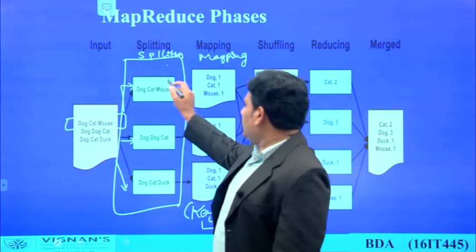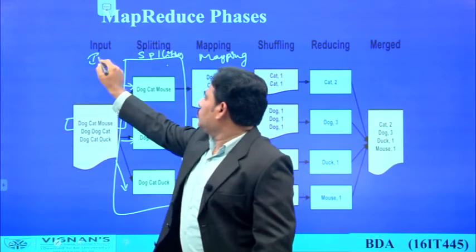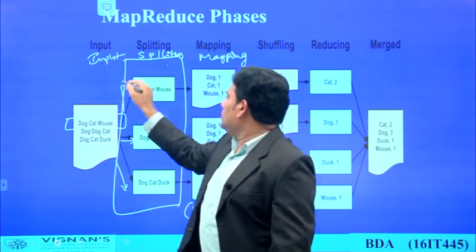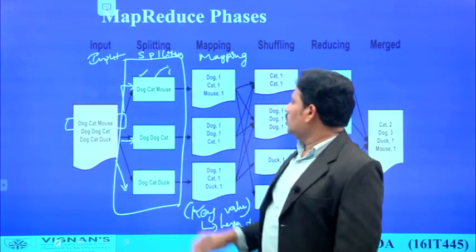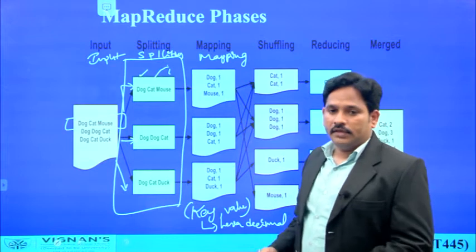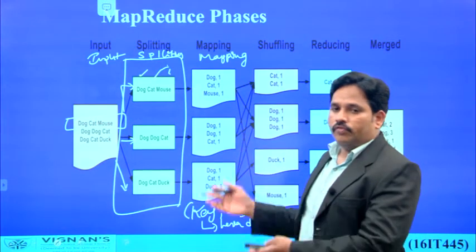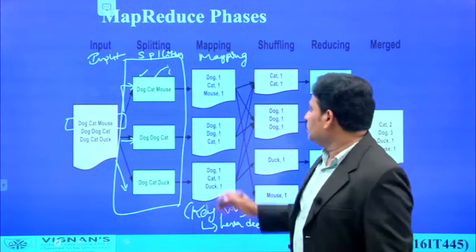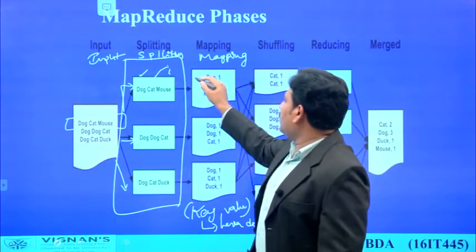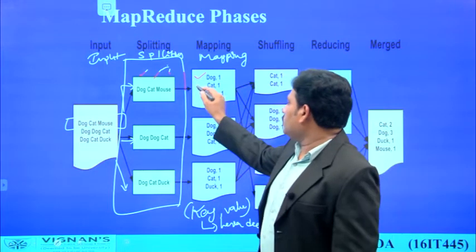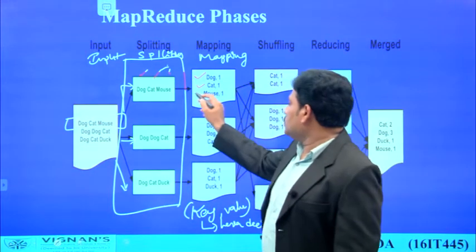Now in this first line of code, we are getting input. In this first line of code, we have three words: dog, cat and mouse. All three are going to be counted, that is, how many times the word is repeated in that line. So in this example, dog is repeated one time, cat is repeated one time, mouse is repeated one time.